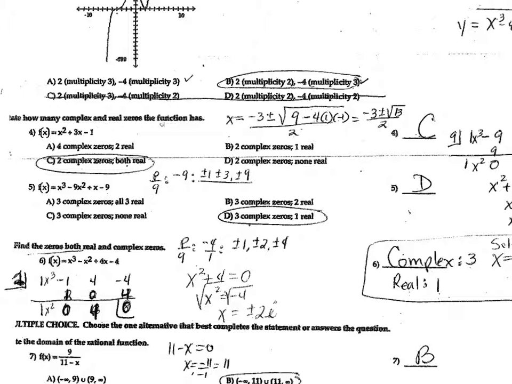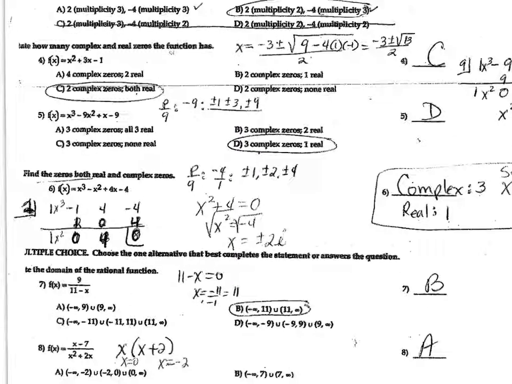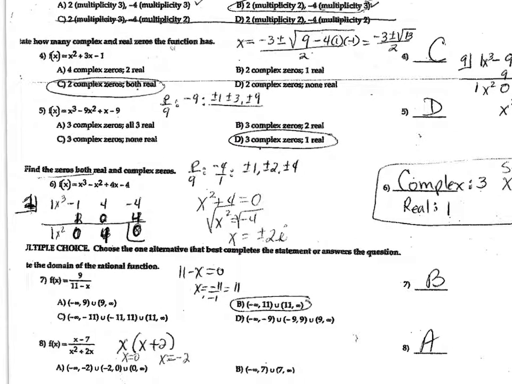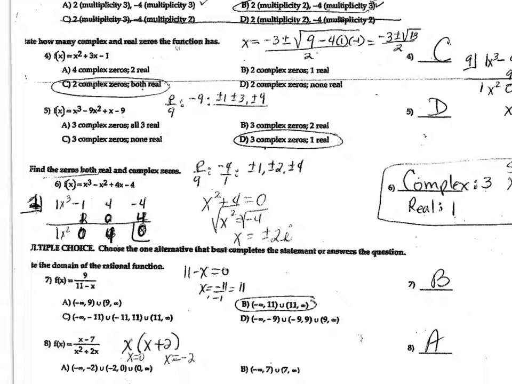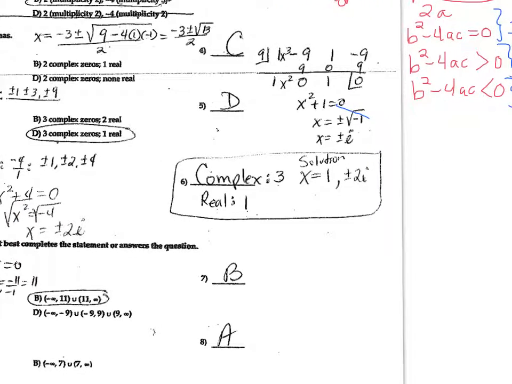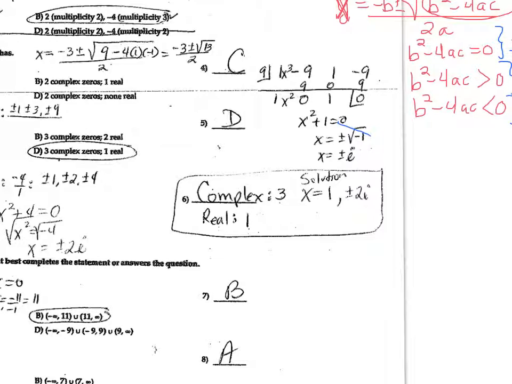In problem number 5, it's going to be 3 complex zeros. And how do we get that? The work in this case is P over Q. So it's plus or minus 1, plus or minus 3, plus or minus 9. When you check with synthetic division and try the numbers, let me give you a little tip: when the last number is part of one of those possible solutions, start with that number, because in most cases that's going to be one of the solutions.